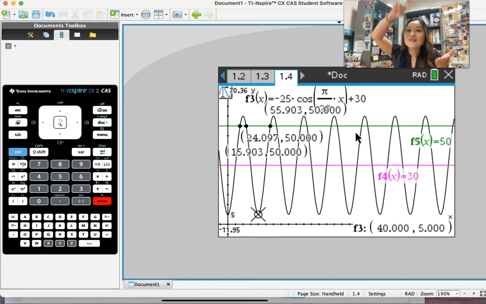So you see how that's one cycle? That's one cycle of this cosine periodic function, okay? And that's how it works. At 80, where is it going to be? Of course, it's at the minimum again.